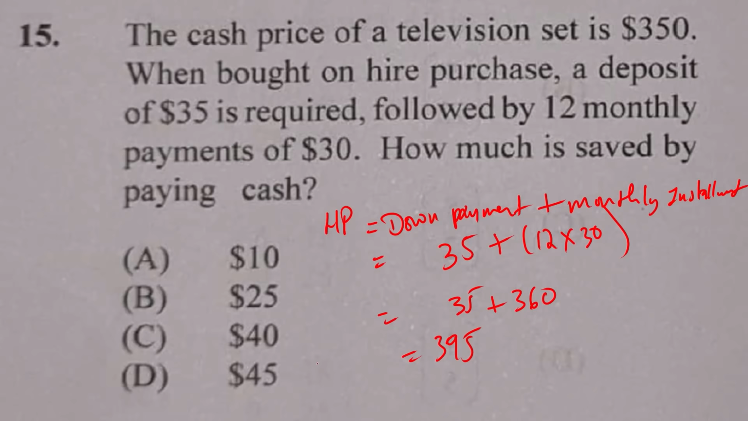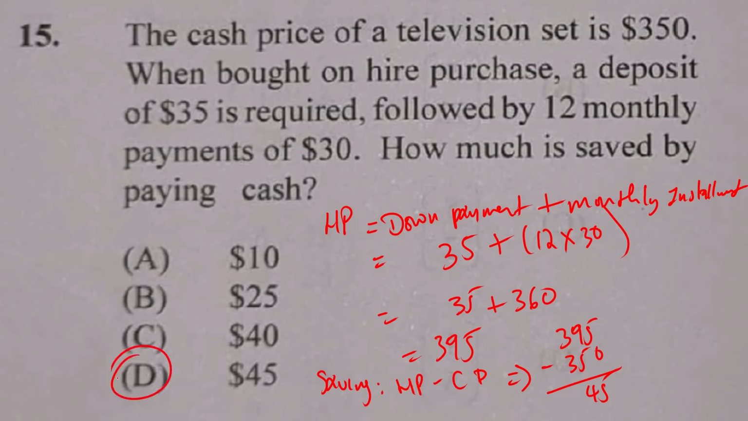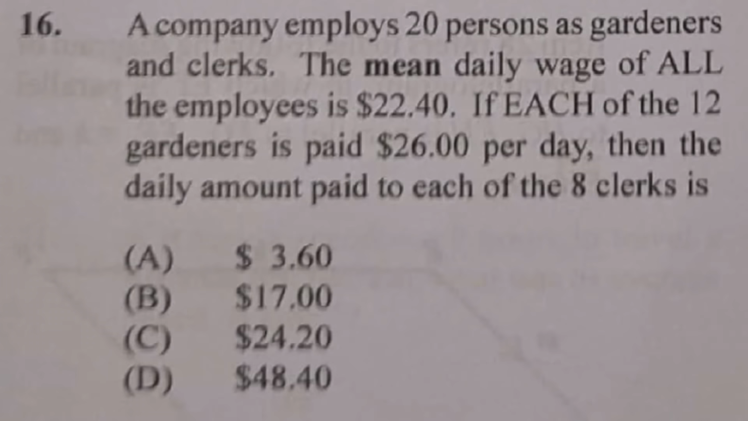Now the savings is going to be the HP minus the cash price. It's going to be 395 minus 350, and that's going to be $45. So we're going to save $45 if we bought it at the cash price.